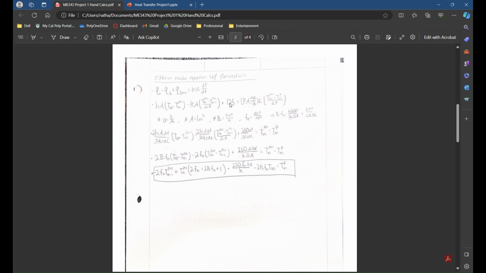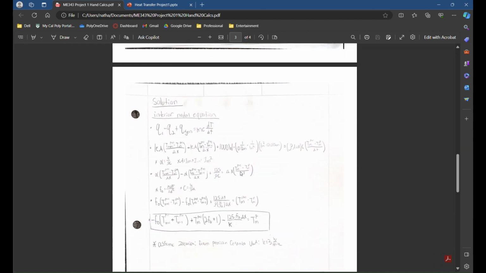Then from there, we just do some substitution, plug in values, and we're able to get this final answer right here. We got a Bi and F naught. Those are just these constants right here to make the computations easier in Excel. And then this is where K comes into effect for the heat generation inside.